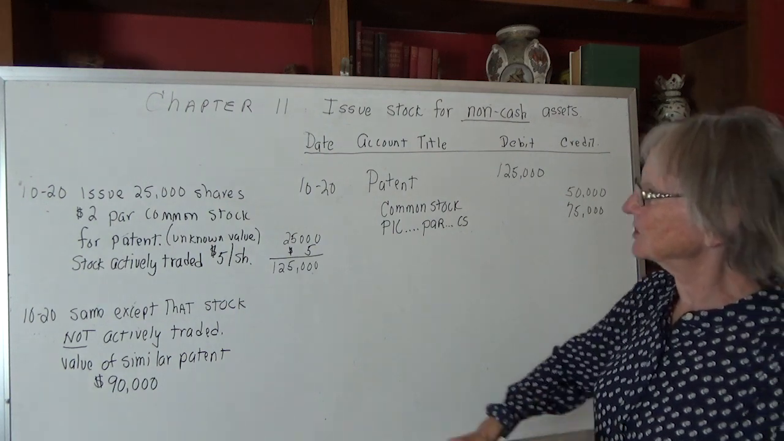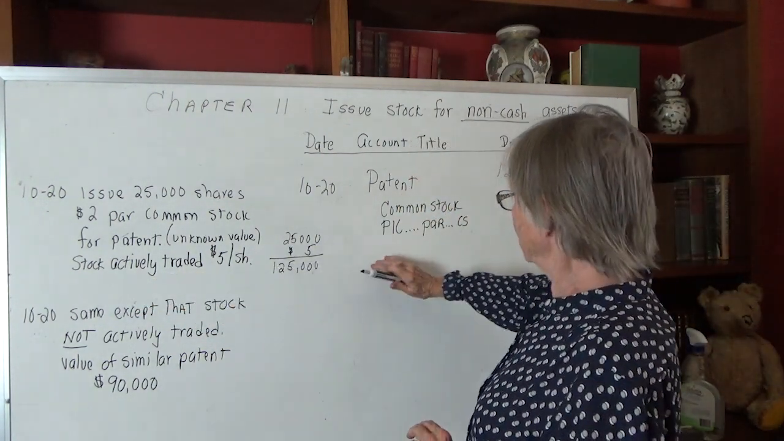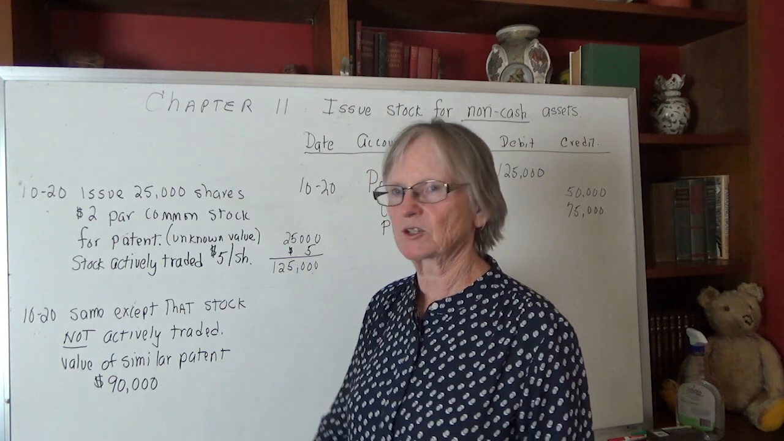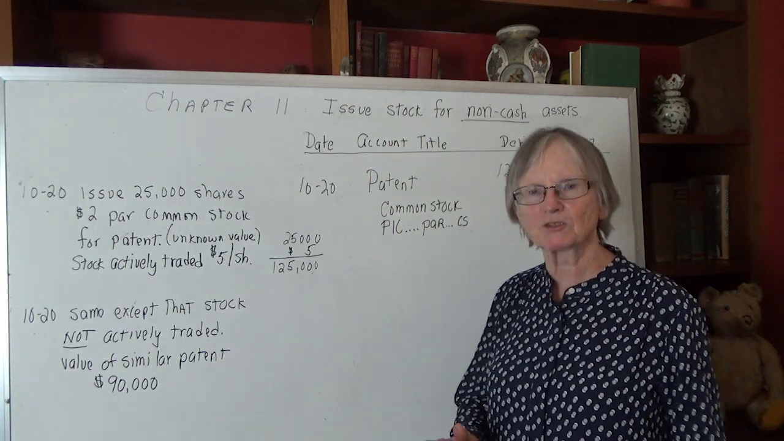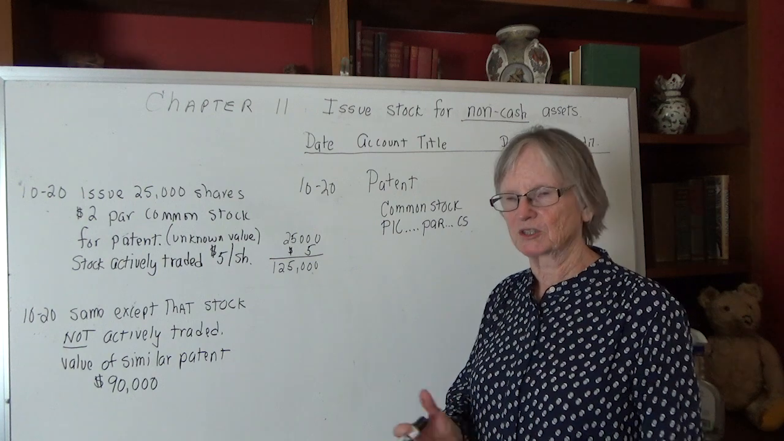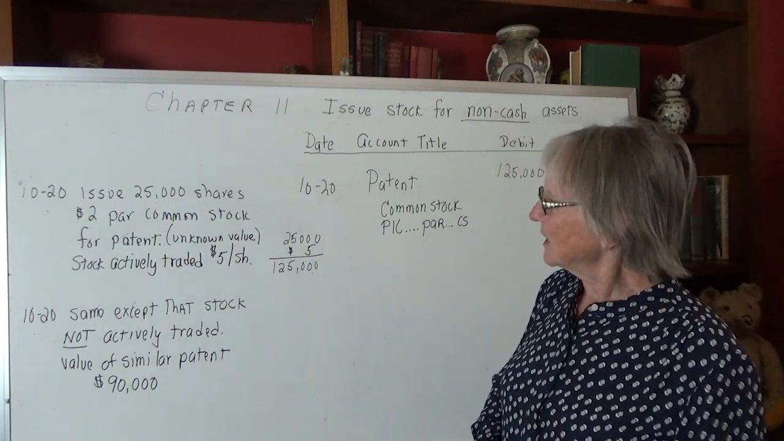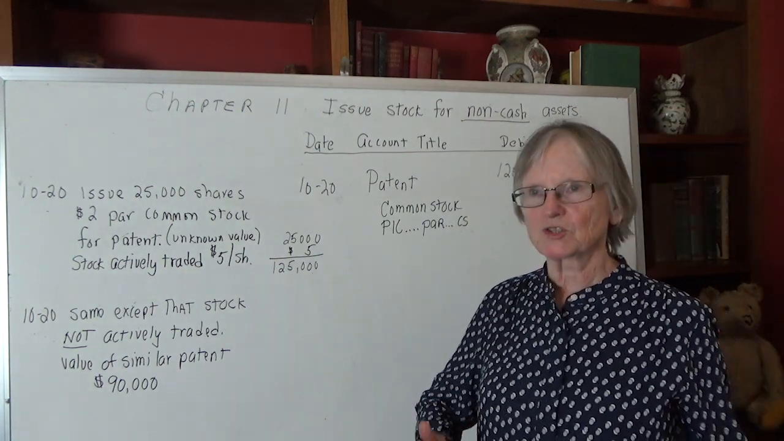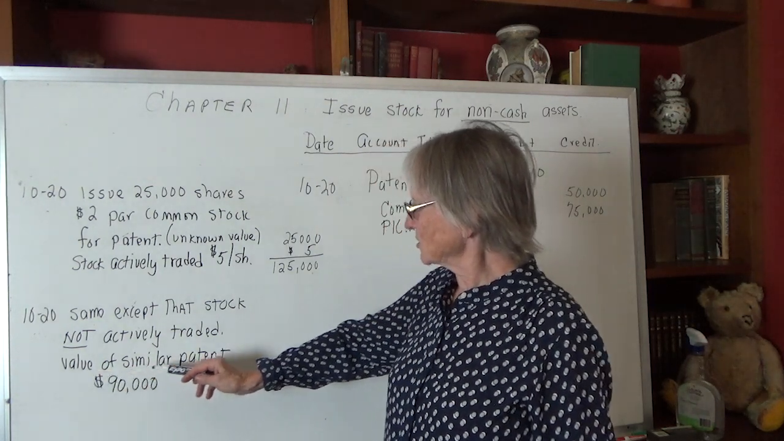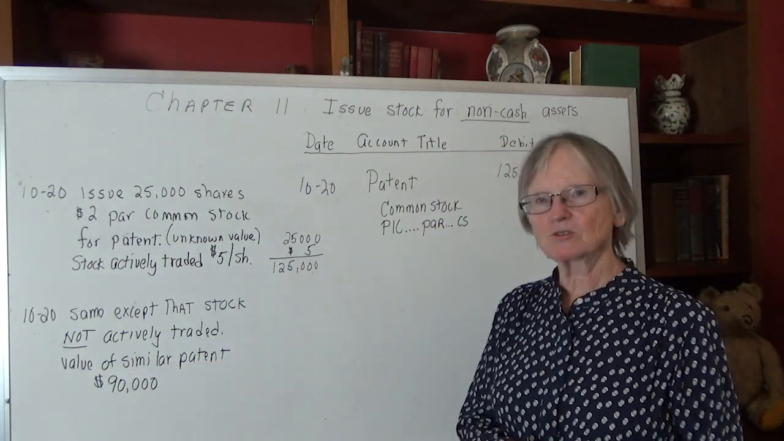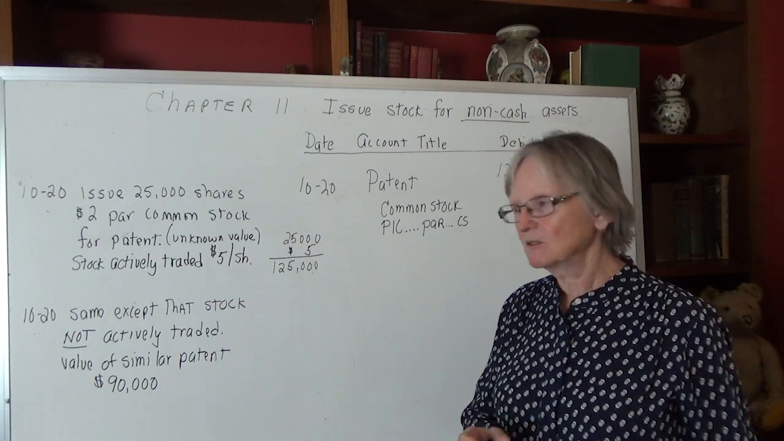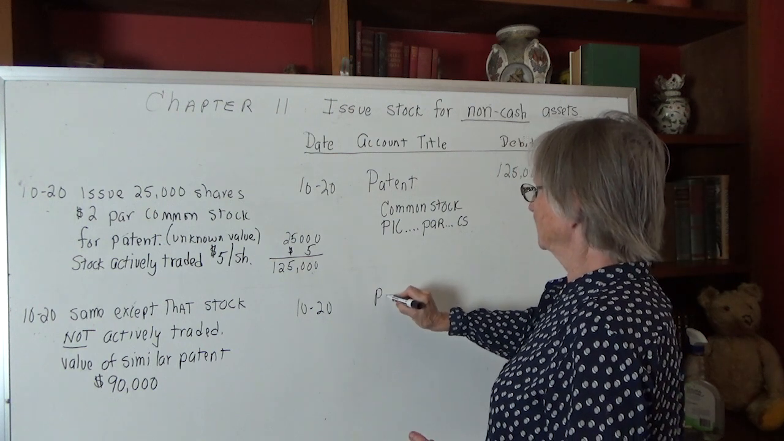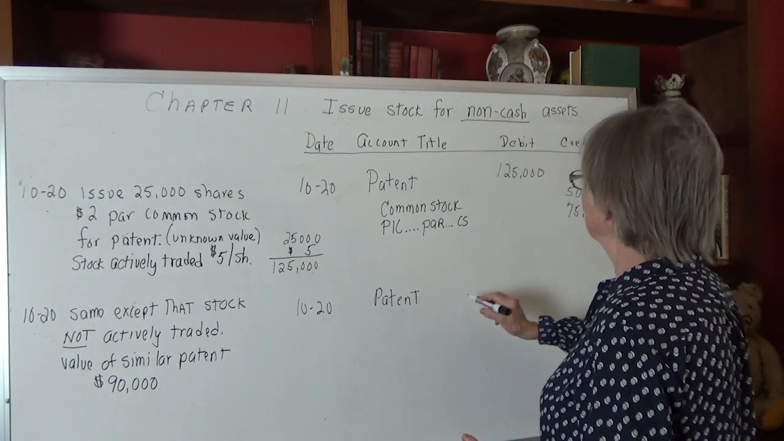Okay, so now what else could happen here? Here the stock was actively traded, so we know how to do that. But what if it's the same situation except the stock is not actively traded? It could be a closely held corporation. Maybe you've just got a few stockholders and it's not traded on any stock market. Then how do we come up with a proper value for the patent? Well, we can't use the stock value, but we have a value of a similar patent that's $90,000. So we would be able to justify bringing the patent on. In this case, if we've got a comparable value for a similar patent, it would come on at $90,000.